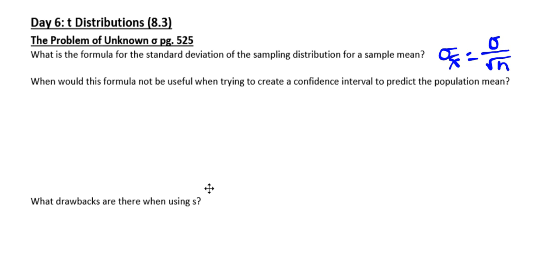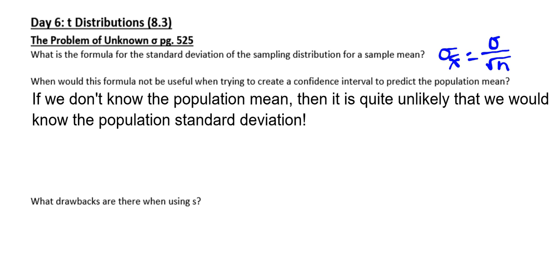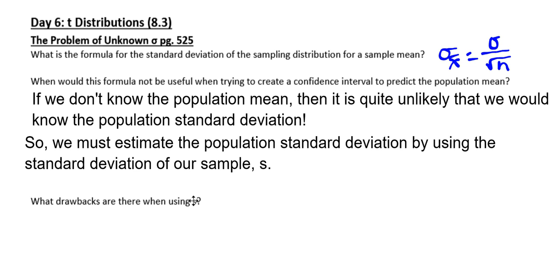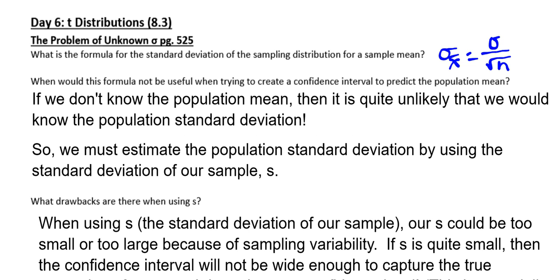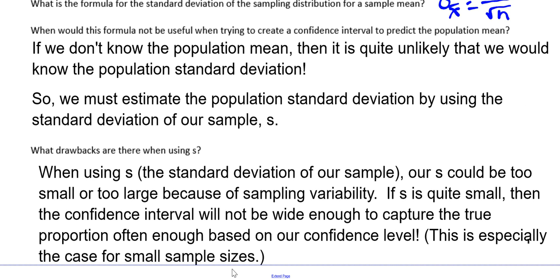The issue we have with this formula is that if you are trying to predict the population mean, it's very unlikely that we would actually know sigma, the population standard deviation. So we must estimate the population standard deviation by using the standard deviation of our sample, which is S. The issue this causes is that S, the standard deviation of your sample, could be small, it could be large, and that is because of sampling variability.